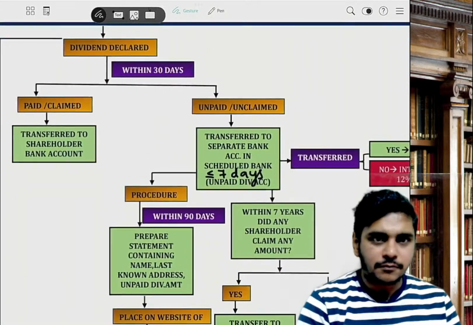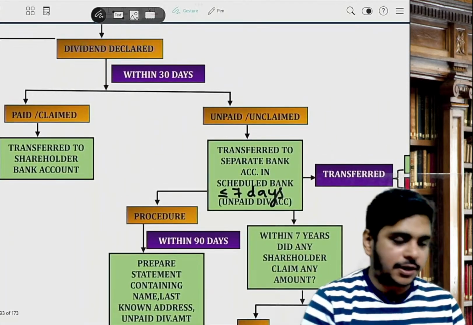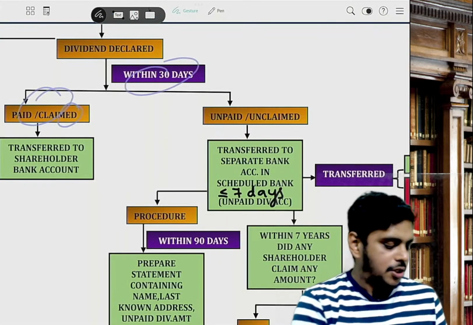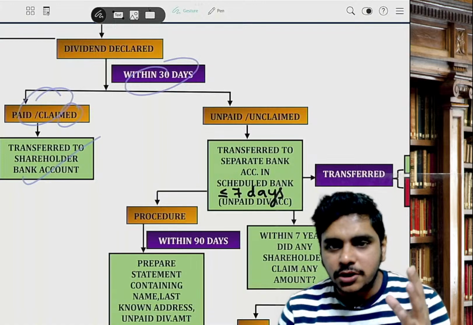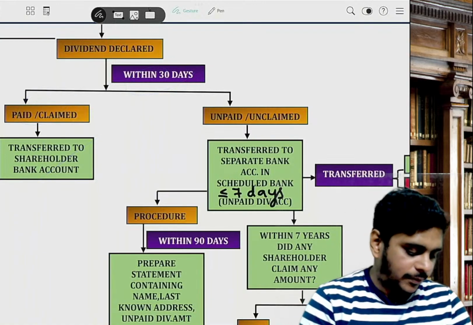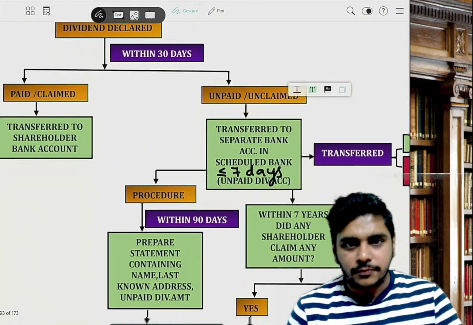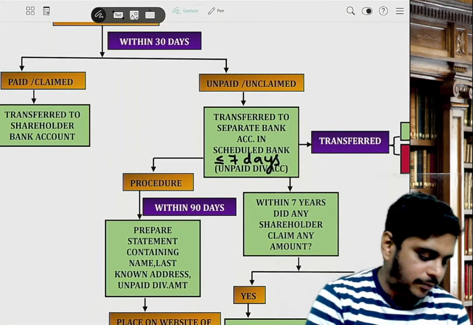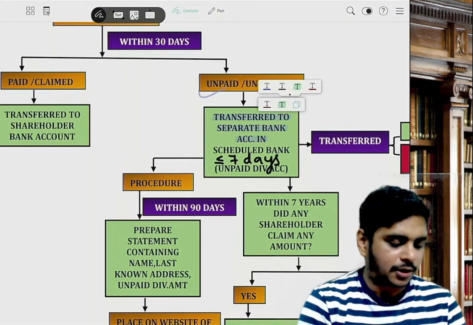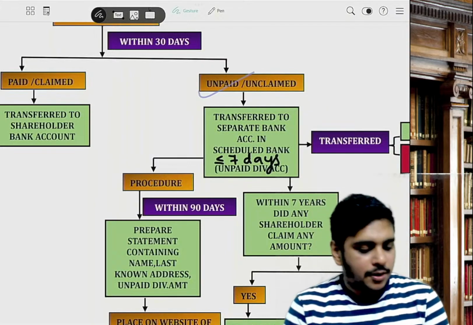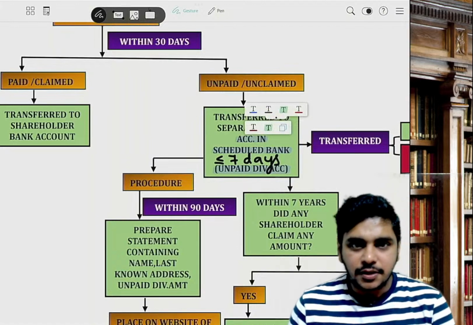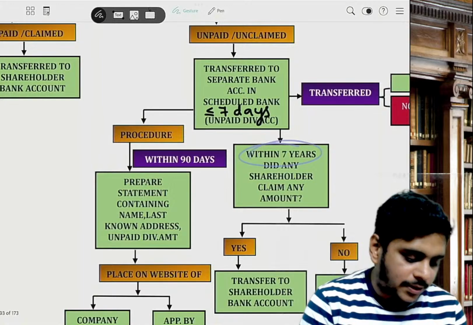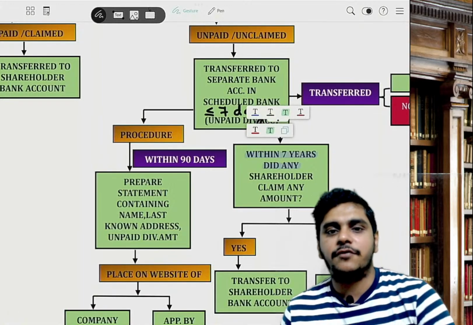Now it says, dividend once declared, it should be paid or claimed within 30 days. That means the money should go to the shareholder's bank account. If it is not claimed or not paid, it will be transferred to a separate bank account in a scheduled bank, which is called the unpaid or unclaimed dividend account. To go to the unpaid dividend account, the days are 7 days. The money will be staying there for 7 years.